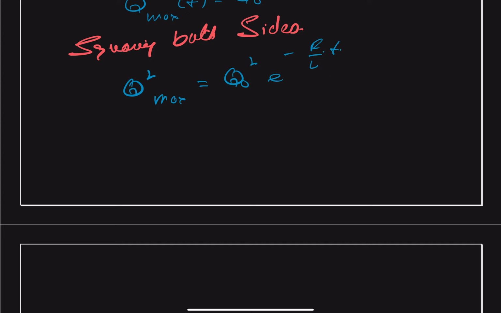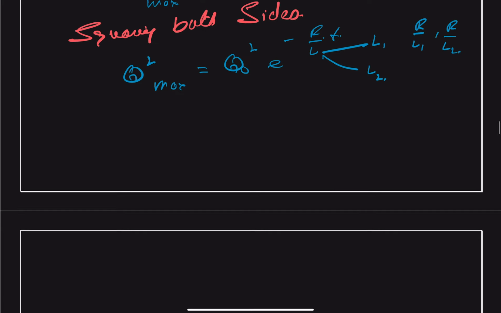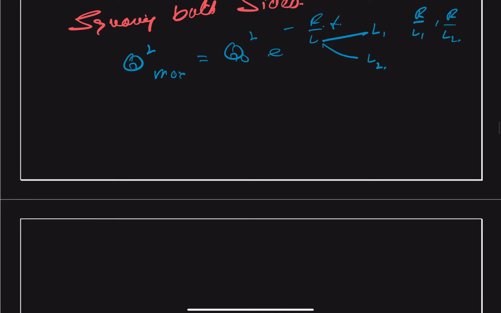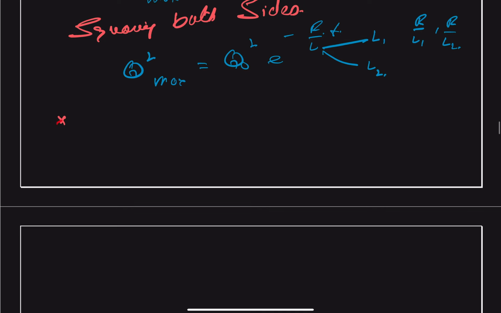Now from this equation we can clearly understand that the value of resistance in both the cases is same, whereas the value of inductor in first case is L1 and in second case is L2. So the decay rate will be determined by the ratio of R upon L1 as well as R upon L2. So we can write the effect of inductors on decay rate.